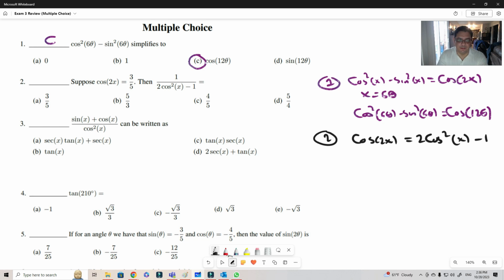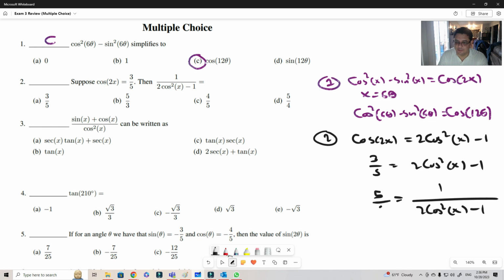So if we have the information that this is 3 over 5, what we're essentially saying is, hey, 2 cosine square of x minus 1 is 3 over 5. So 1 over 2 cosine square of x minus 1 is going to be flipping this around, and it's going to be 5 over 3. Okay, and so that'd be answer B here.